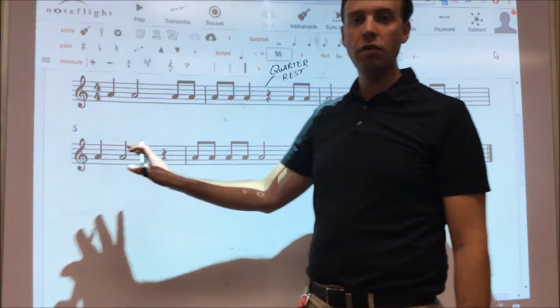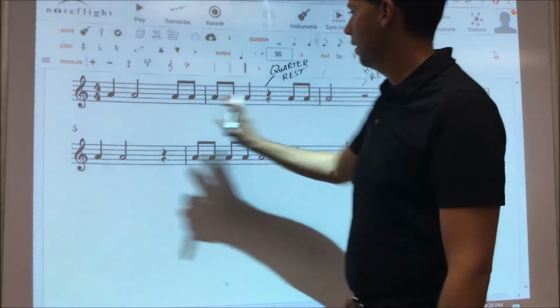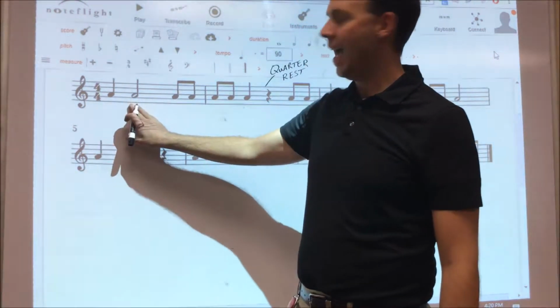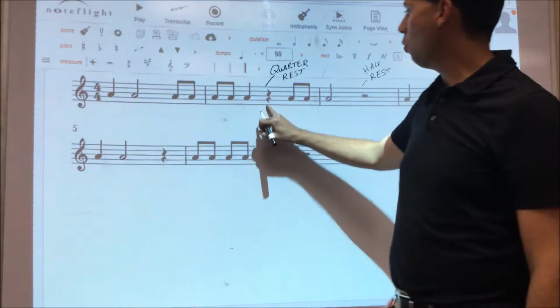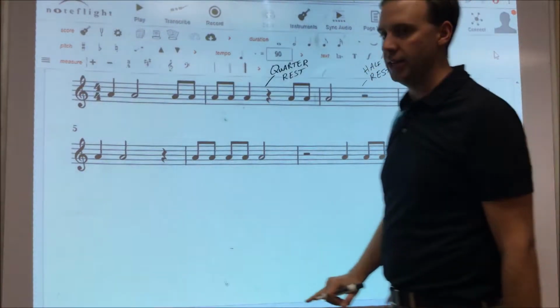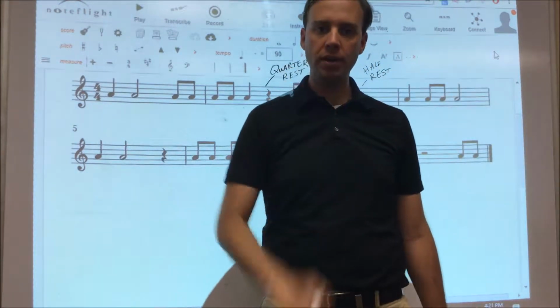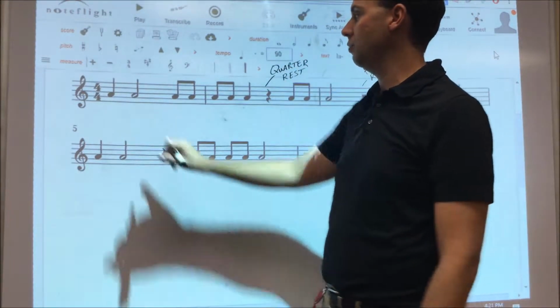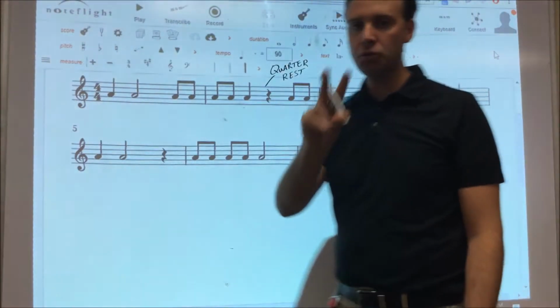These are the rhythms that we've been working on in class. Counting the counts for quarter notes, half notes, sets of 2 eighth notes, also quarter rests and half rests. Our quarter notes and quarter rests each take up 1 count, or they gobble up 1 count. Our half notes and half rests take up 2 counts.